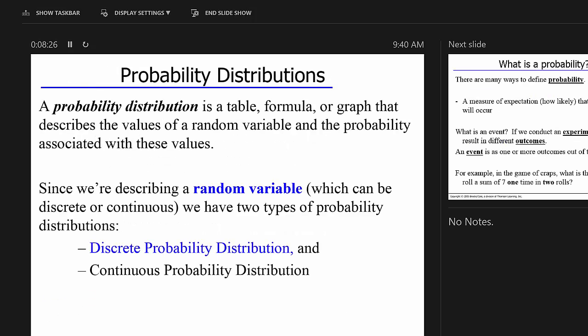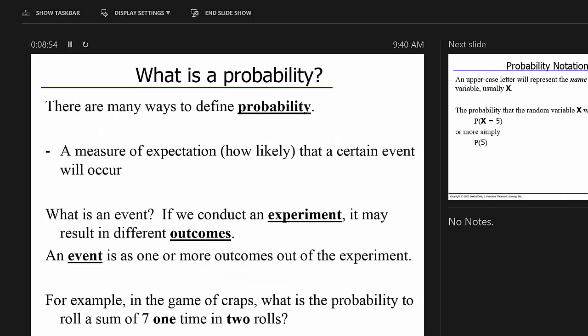so let's talk about probability distributions. A probability distribution can take many different forms, but essentially we connect a value of the random variable with the probability to observe that value of the random variable. It can be given in terms of a table, or in the form of a formula, or a graph, or something like that, okay? So let's discuss what probability is, and then I'm going to give you a couple of examples of probability distributions for a simple discrete random variable.